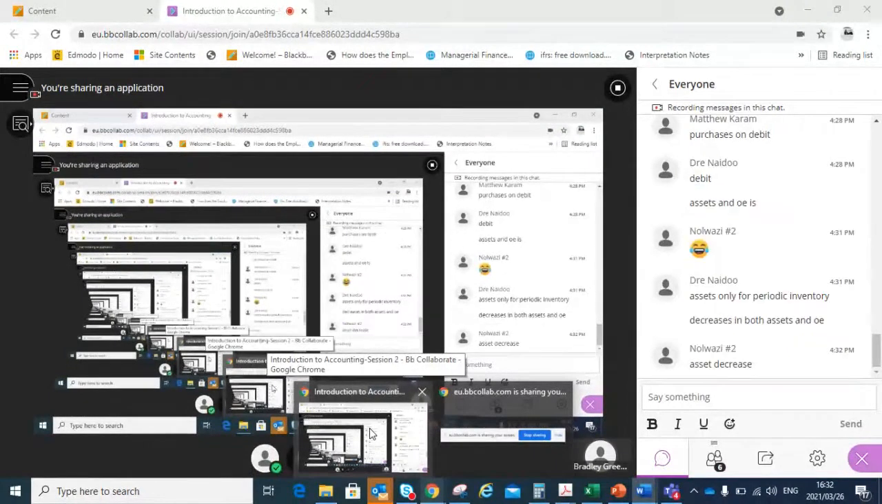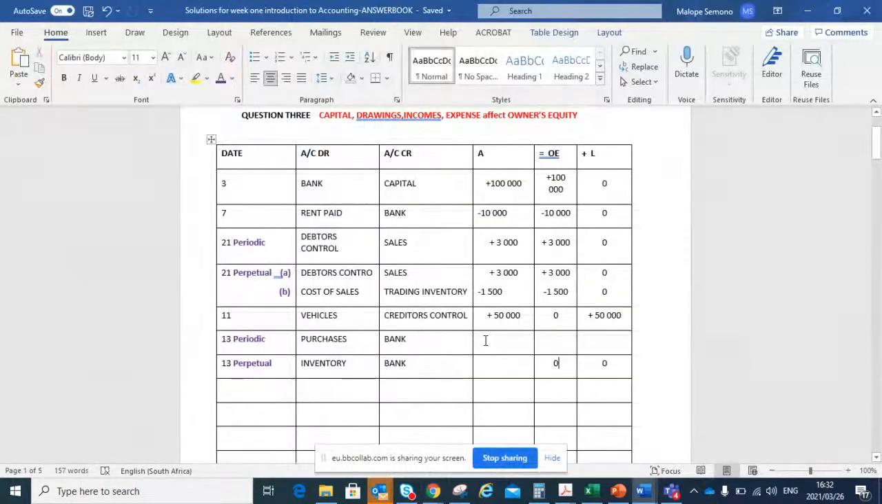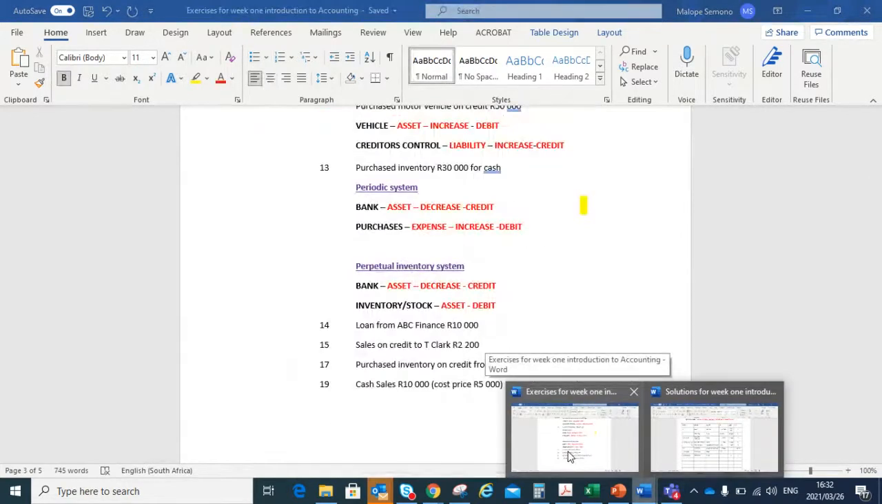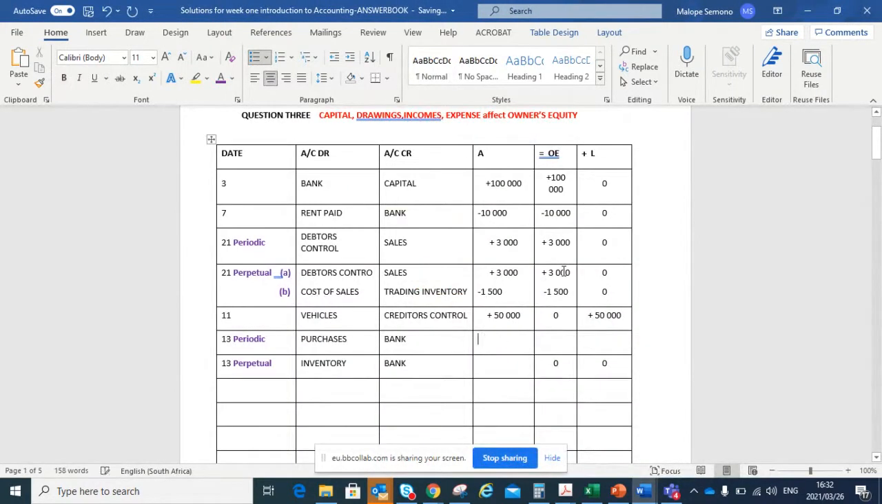Decrease both. Thank you so much. Perfect, I like this. So I'm going to decrease. How much was that amount? Let's see. The amount was 30,000. Minus 30,000. Thank you. Meaning I'm going to put 0 here. You see now? But now I've got inventory and bank. They're both assets. How will I record them? Please try.